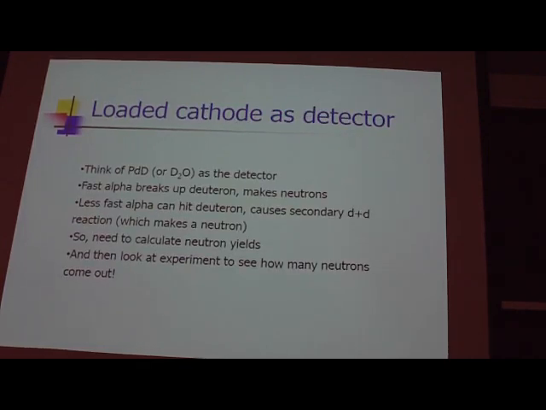Well, what's the output though? If you shatter a deuteron, you get a neutron that's long range. And if you have a DD fusion reaction, half the time you get a neutron, which you can measure. So if you measure neutrons outside the cell, that tells you something about the energy that the alpha was carrying out. Okay.